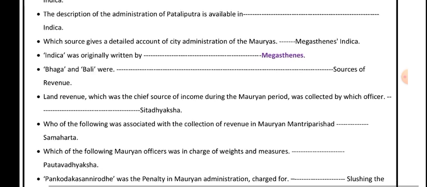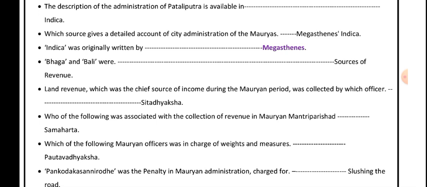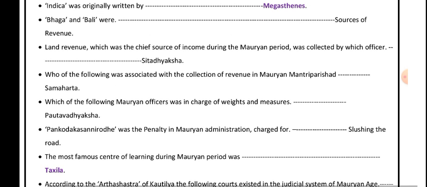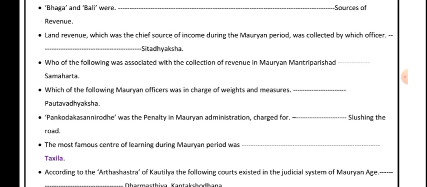There's a description of the administration of Patliputra available in Indica. Which source gives a detailed account of the city administration of the Mauryas? Megasthenes' Indica. Indica was originally written by Megasthenes. Bhaga and Bali were sources of revenue.